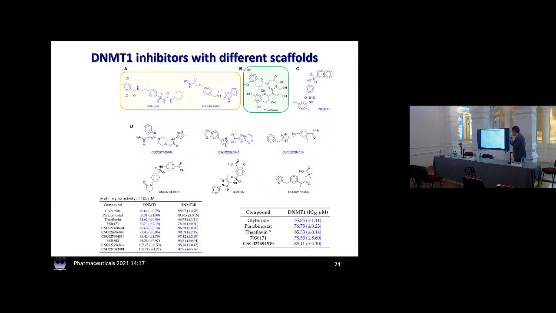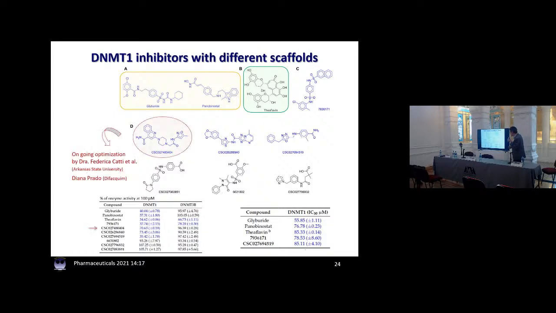More recently, in our group, we have been performing virtual screening of additional compound libraries. This is a list of those compounds that we identified in 2021. A couple of them, glyburide and panobinostat, are approved drugs, for the treatment of diabetes, so with potential repurposing capabilities. Both compounds inhibit DNMT1 with moderate or weak activity. Theaflavin, a food chemical, a polyphenol found in black tea, also inhibits DNMT1, also with moderate to weak activity. The other compounds that I'm showing here in the slide are synthetic compounds.